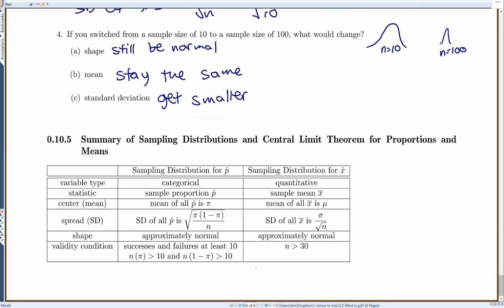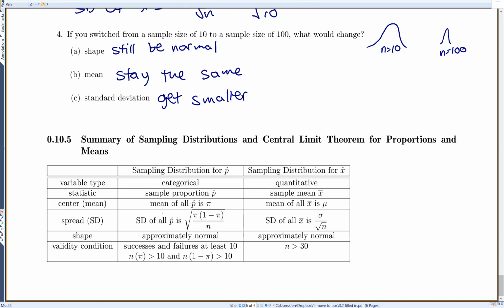And just for comparison for you, we've now learned about sampling distributions and the central limit theorem for proportions and means. So let's just go through those to help cement it into our brain. So for our sampling distribution for p hat versus sampling distribution for x bar. So we use p hat, our proportions, when we have categorical variables. We use x bar, our sample means, when we have quantitative variables. Your statistic for proportions is your sample proportion p hat. For means, it's your sample mean x bar.